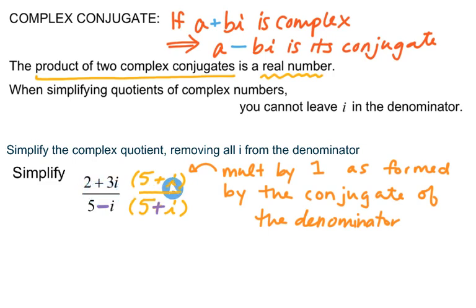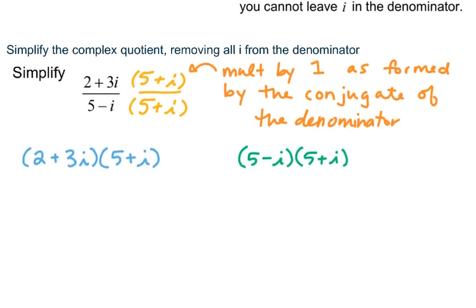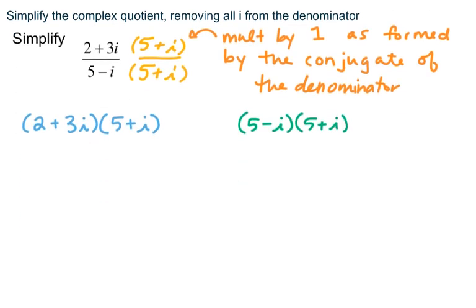All right, so let's look at how we have to simplify this. We're going to need to FOIL the numerator and we're going to FOIL the denominator. I'm going to do that in two separate pieces. So what I have here, I've got 2 plus 3i times 5 plus i, my two factors in the numerator, and 5 minus i times 5 plus i, my two factors in the denominator.